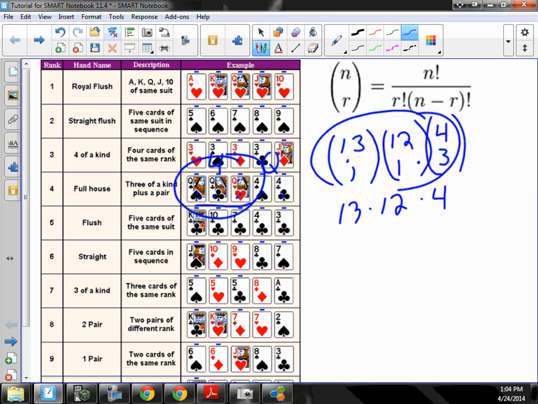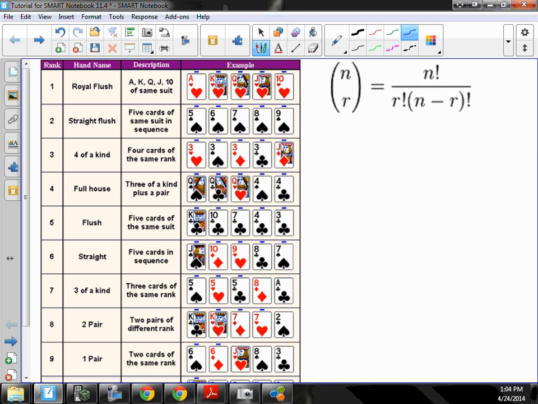And what about the suits for the last 2 cards? Does changing the suits change the hand? No. So do we pick them together or separately? Together. So it would be 4 choose 2, which is 6. So 13 times 12 times 4 times 6. Okay, I think we're getting the hang of this. That's a full house.